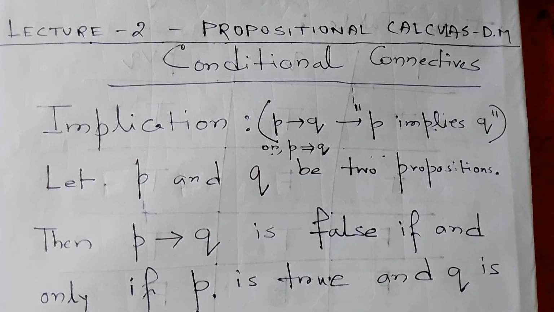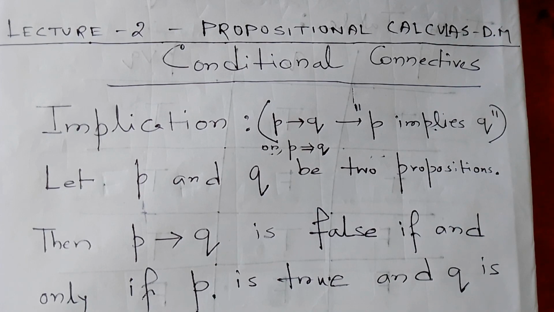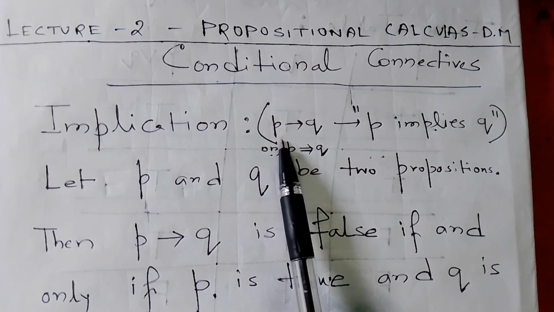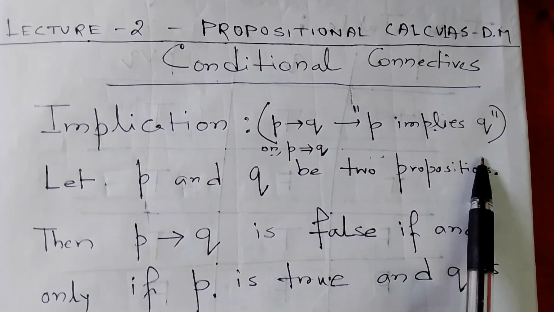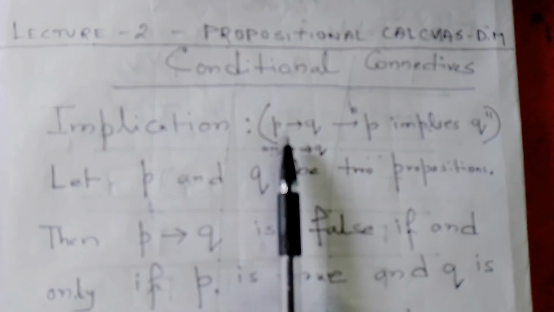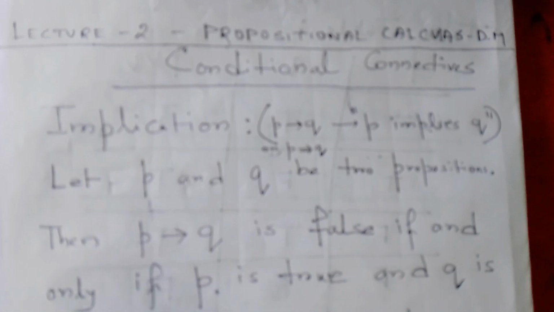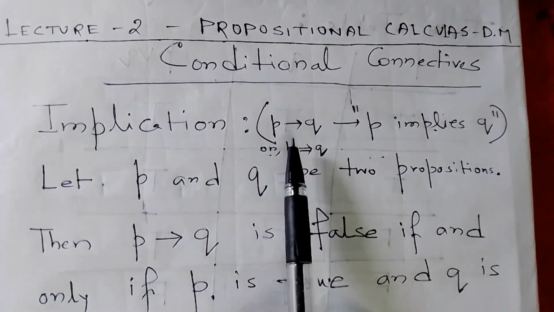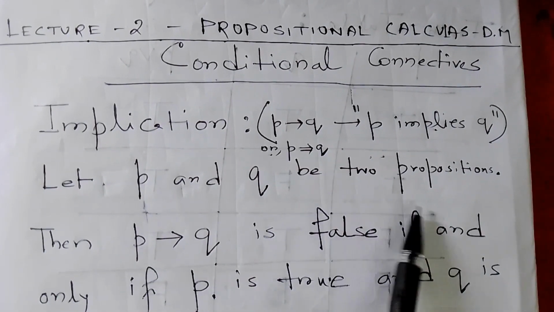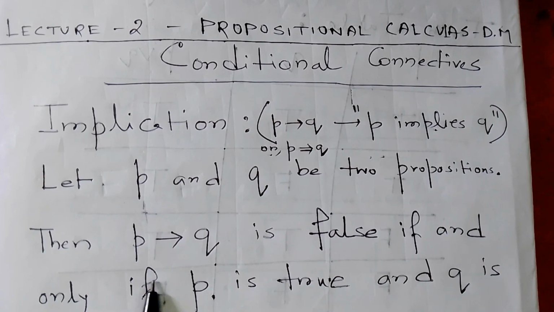So first of all, the first type of conditional connective is implication, and it is denoted by this sign. So this is called P implies Q, and we can denote the implication by two signs, this one and this one also. So let P and Q be two propositions, then P implies Q is false if and only if.